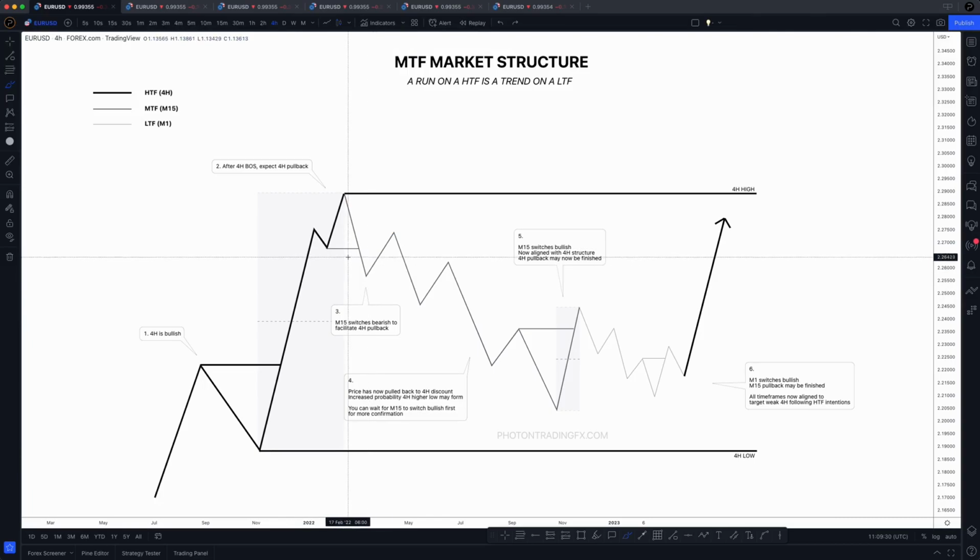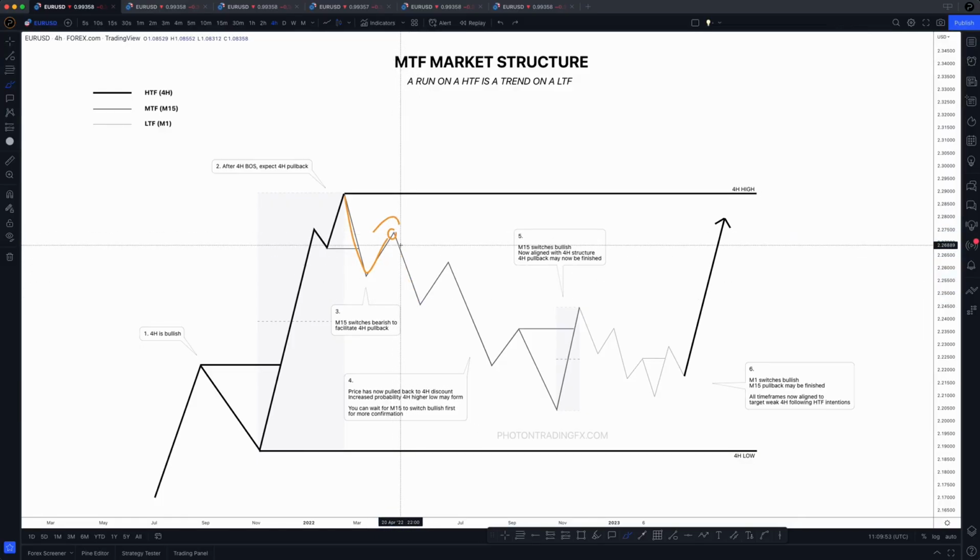So when the M15, let's say, switches bearish, what can we do? Well, we can look to trade the short. So we're trading pro M15 trend, because M15 is now bearish. This becomes an M15 strong swing high because it took out the M15 low. So it's a 4-hour weak high, but a strong M15 high, because it broke M15 structure. So now we can look to trade the short. We can play that short.